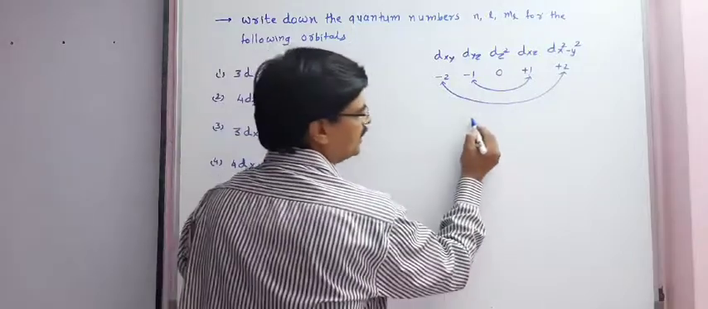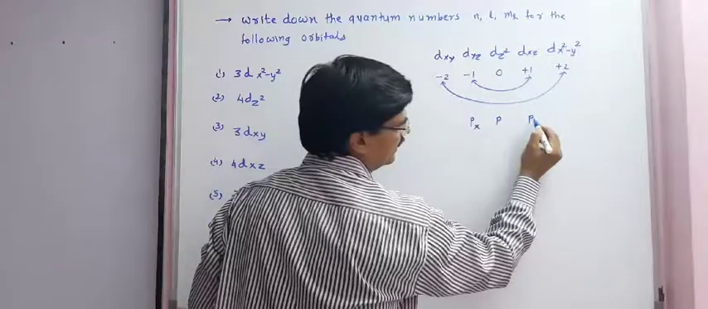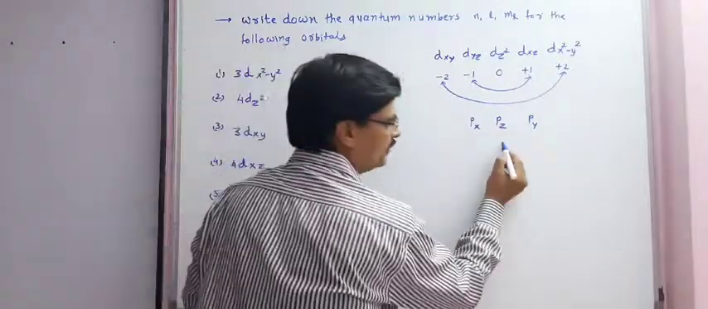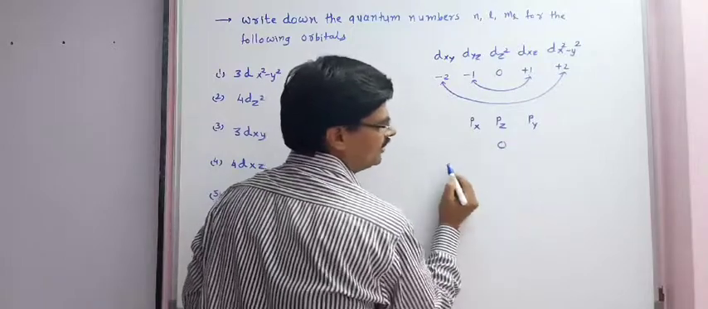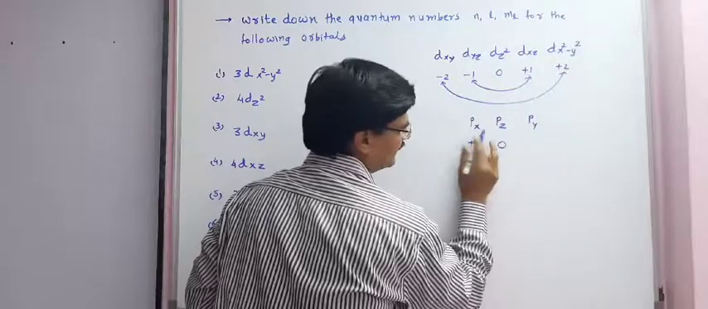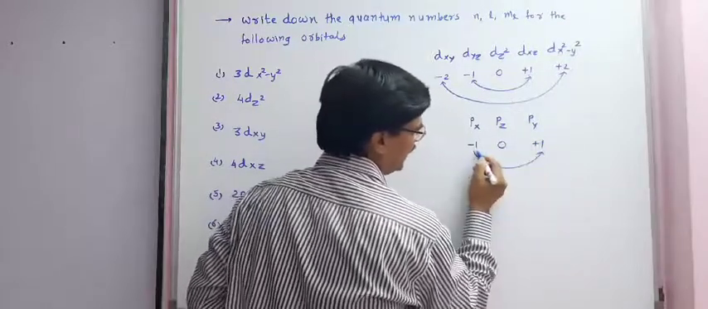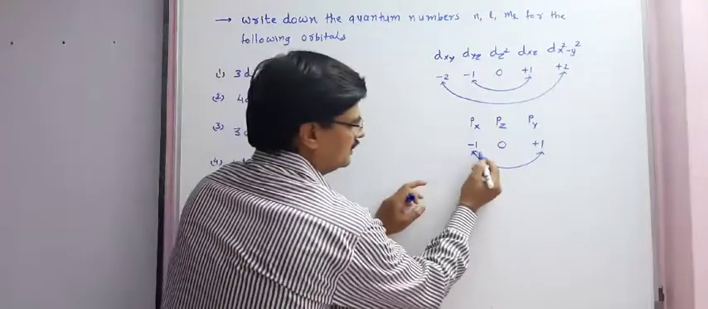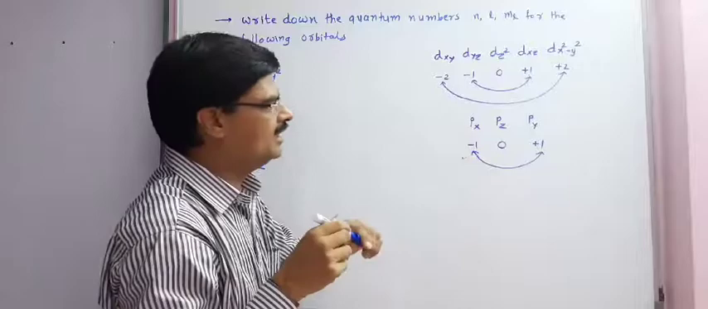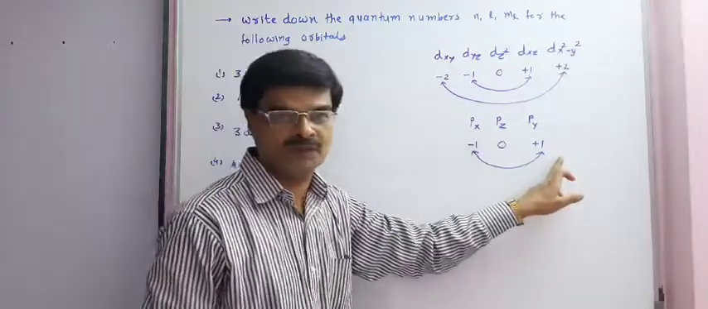Same way, for the 3 orbitals of p: px, py and pz. For pz, the ml value is 0. And for px, it is minus 1 or plus 1. It means for the ml value of px or py, we can interchange minus 1 or plus 1.